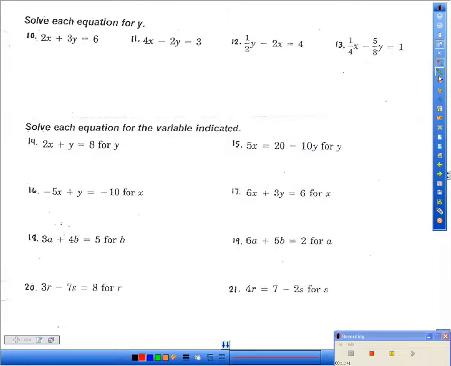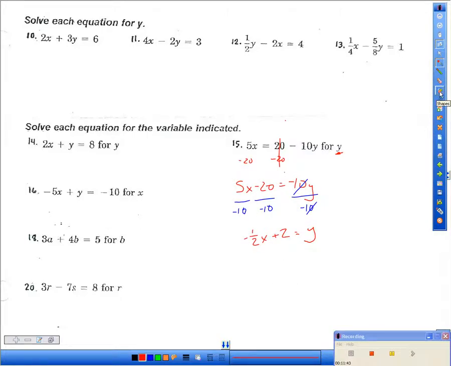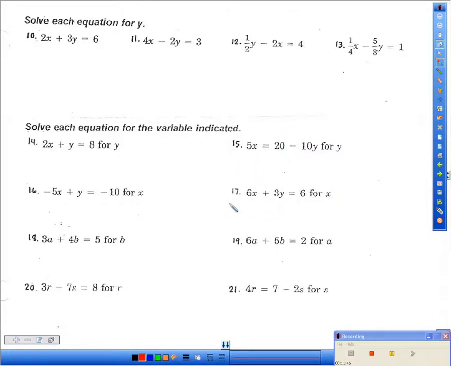Let's look at number 17. On number 17, the directions are the same, but what we're doing is solving that equation for x. So in this case, x has been multiplied by 6, 3y has been added to it, and it's equal to 6. So our first step is to get rid of the term that is being added to the term with the x. So minus 3y from the left and the right.